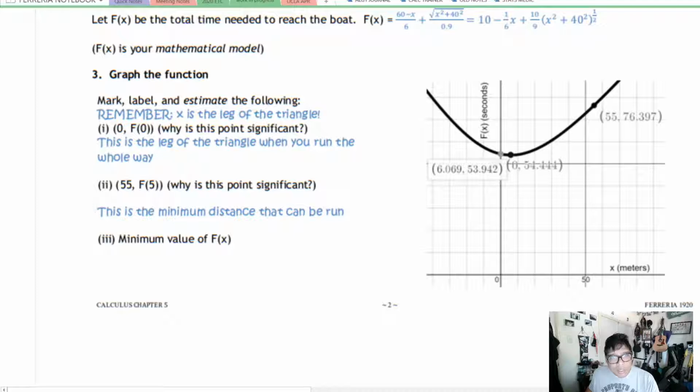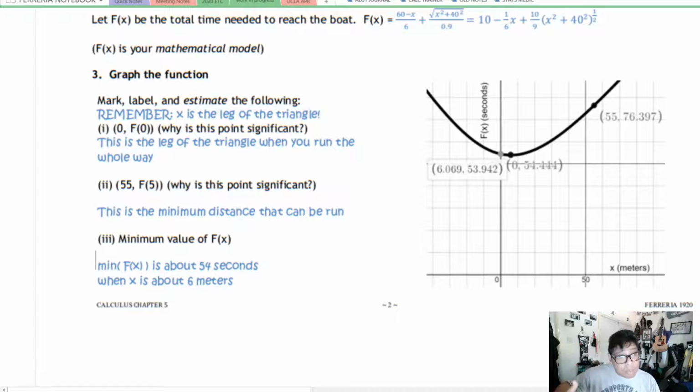So taking a look at this graph from Desmos, we can see that the minimum here is going to be right over here. That would be the vertex of that parabola shape. And we can estimate that at about, let's see, 6.6. So that means when x is about 6 meters, in other words, we've run 54 meters, the time is going to be also about 54 seconds. So that's what we're looking for. This is going to be our optimization. We're still going to have to interpret that, and we're still going to have to do the calculus.